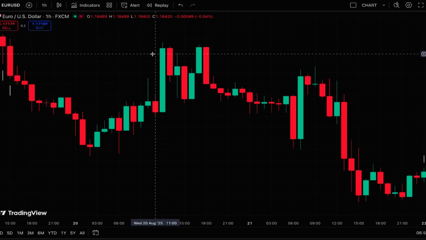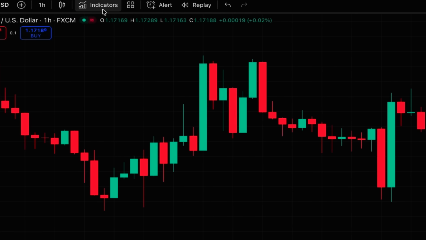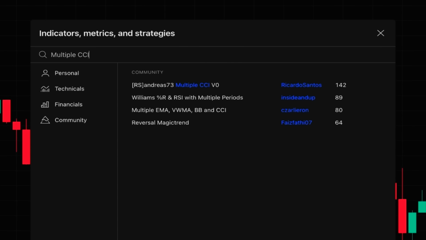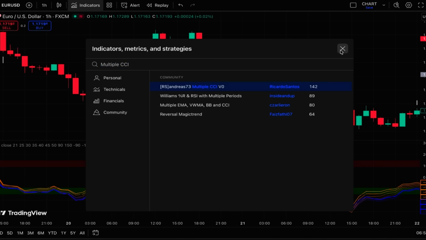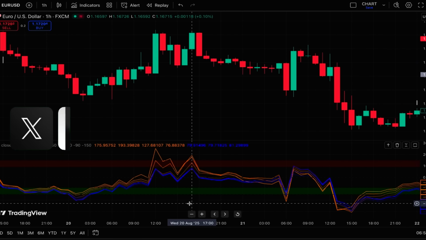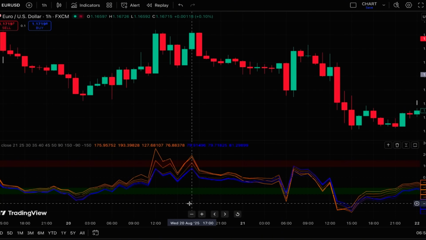Alright, we need to add 3 CCIs to our chart, but don't worry if you are on the free version of TradingView, because I will teach you how you can have 3 CCIs on your chart. Here you just need to click on indicators and search multiple CCI. We add this one, which is written by Ricardo Santos. Alright, this indicator automatically adds 7 CCI with different length, but we only need 3 CCIs with the special settings that we want to make.